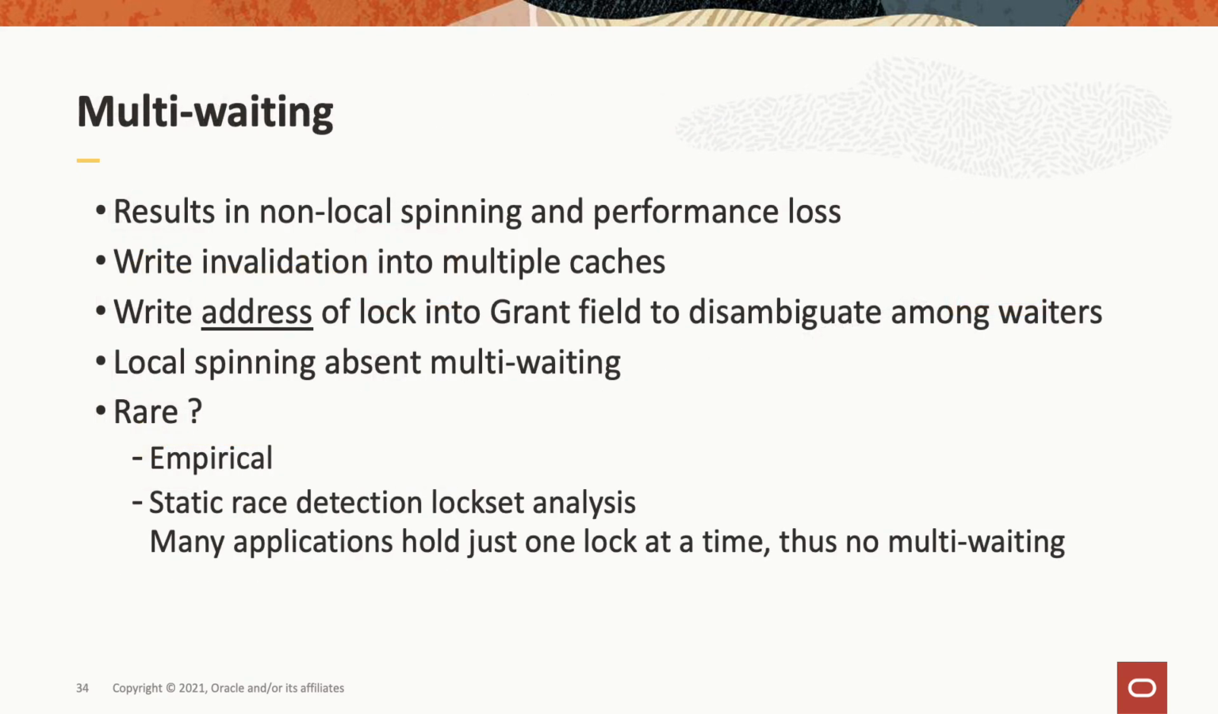Multi-waiting results in non-local spinning and potential performance loss. Specifically, we have write invalidation into multiple caches, which can slow the propagation of stores. Notice that Hemlock writes the address of the lock into the grant field to disambiguate against potential multiple waiters. Hemlock does provide local spinning absent multi-waiting, however.